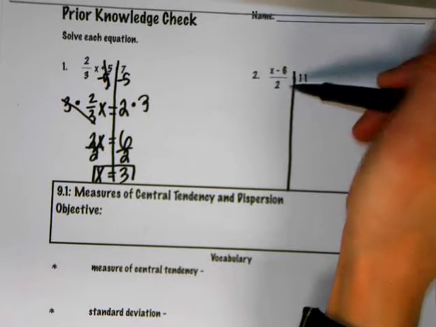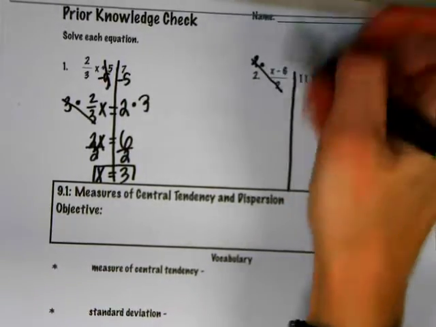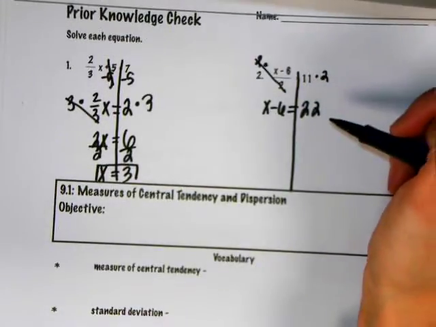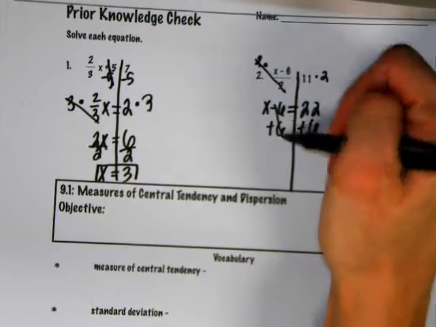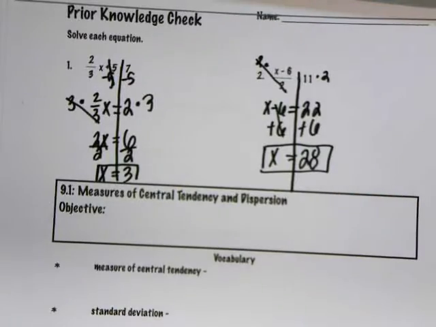So to get rid of the 2 first, what do I do? Yeah, multiply by 2 on both sides. So then you have x minus 6 equals 22. And then what? Yeah. So x equals 28. Any questions on those?